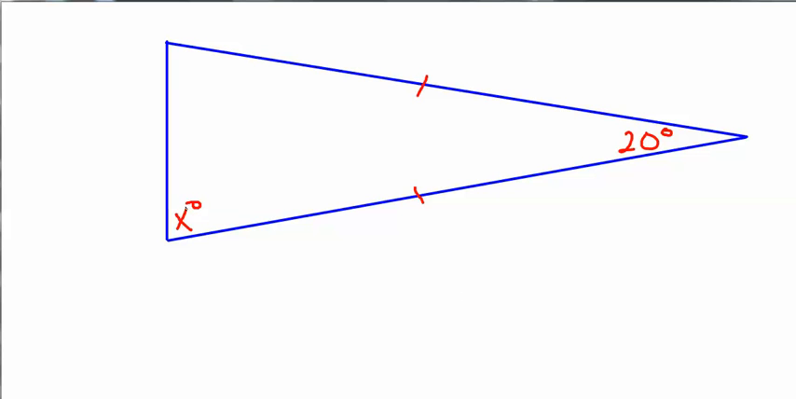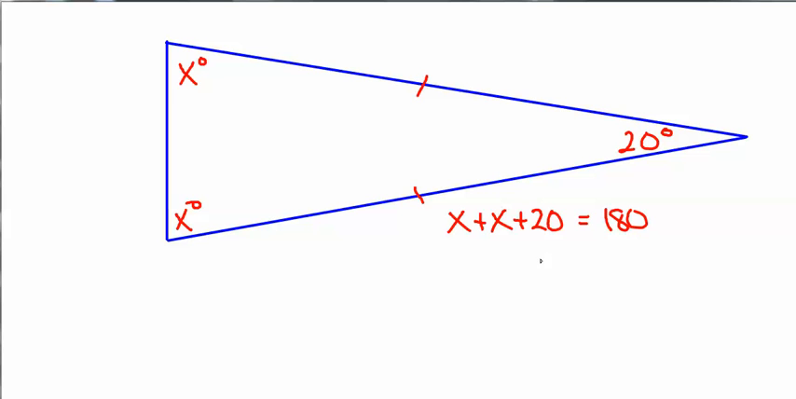If this is equal to x, what's this equal to? X. Right? Because if the two sides are congruent, then the angles opposite those sides are congruent. It's an isosceles triangle. So what does x plus 20 have to equal? 80. Very good, because it's a triangle.